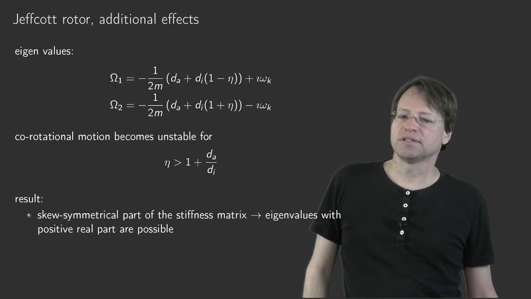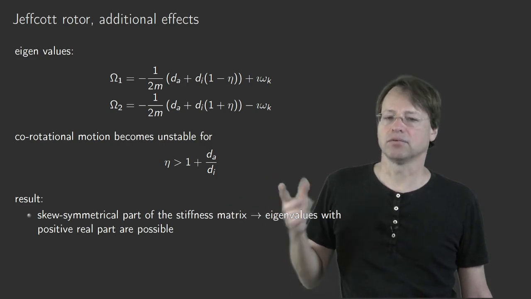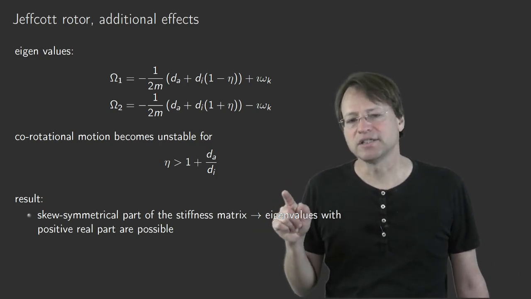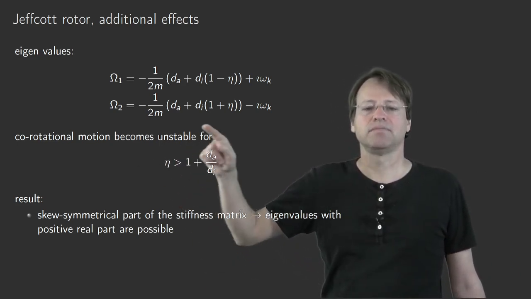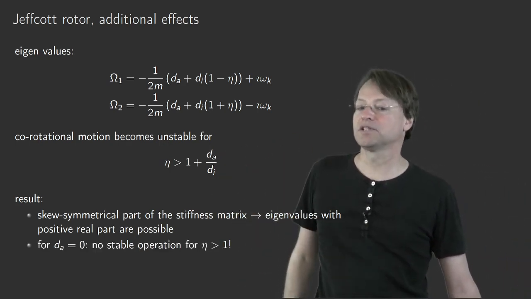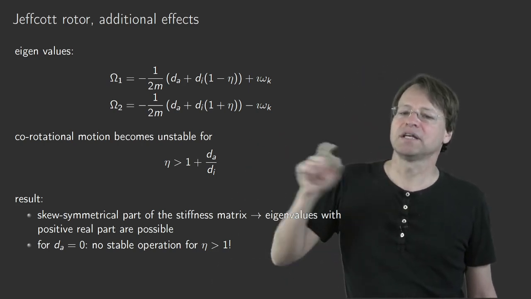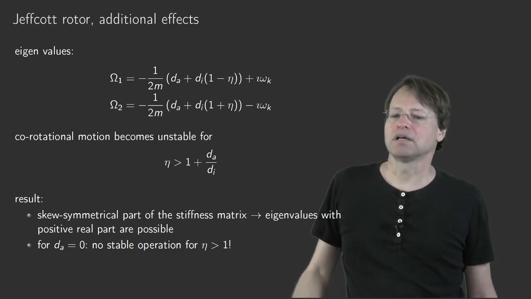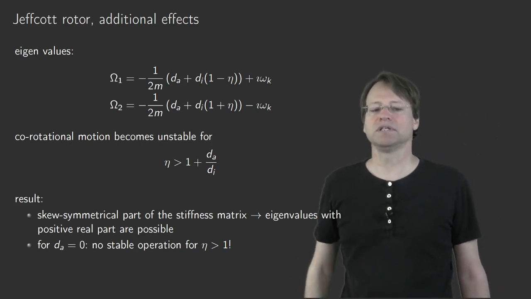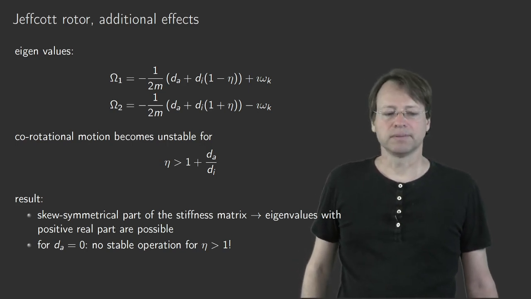So let me summarize these results. The first one is the skew symmetrical part of the stiffness matrix leads to at least one eigenvalue that has a positive real part. At least this case is possible. And we see that it depends on this condition. This condition clearly says if there were no external damping, and there's always some external damping, that's good, that saves us. If there were no external damping, no stable operation would be possible for values of eta larger than 1, which is beyond the critical speed omega sub k, which is the natural frequency of the Jeffcott rotor.